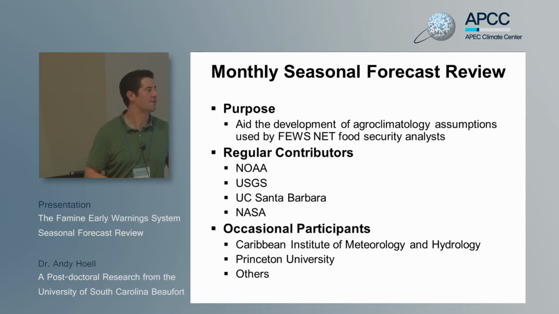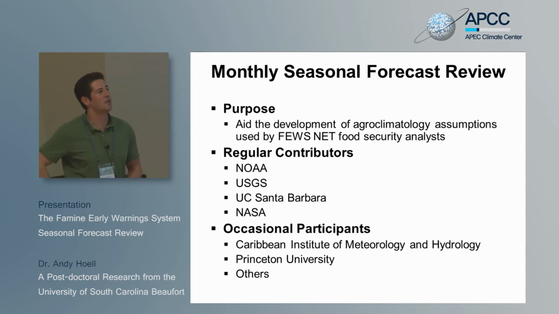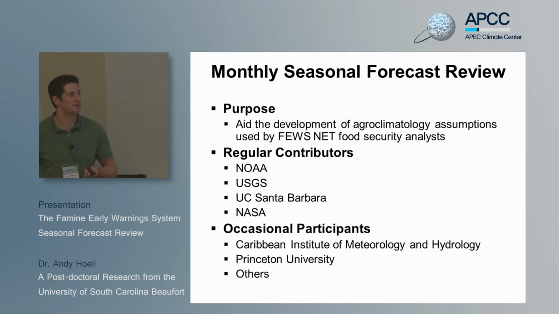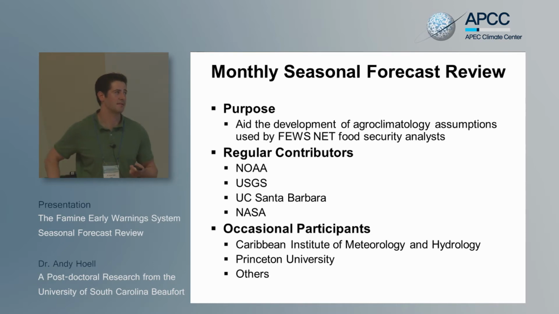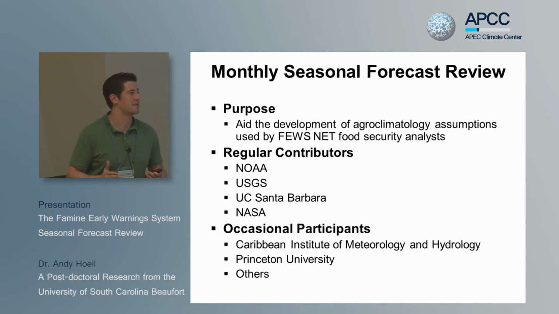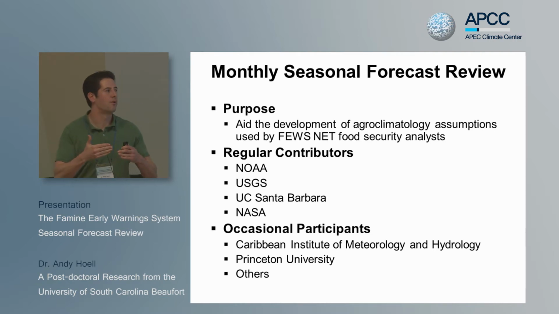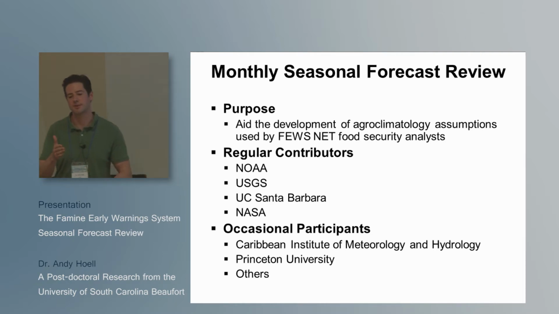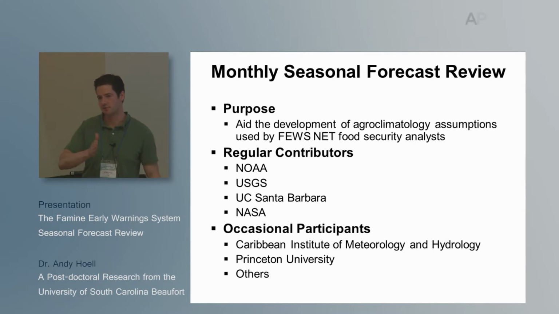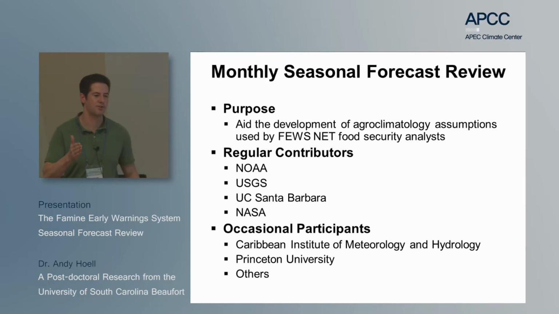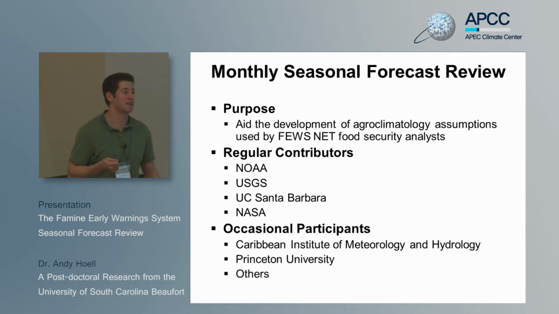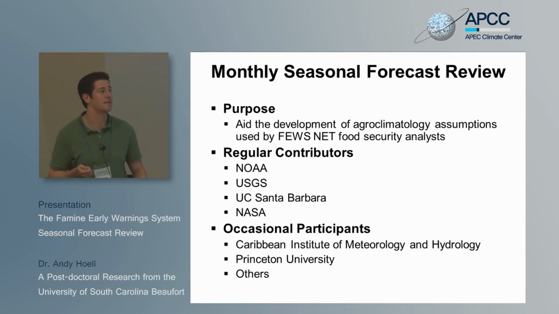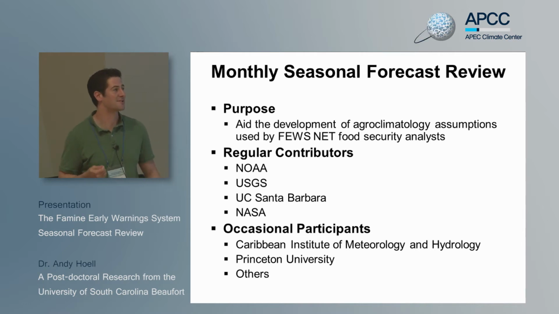So the monthly seasonal forecast review, the purpose is to aid the development of agroclimatology assumptions used by FEWSnet food security analysts. The food security analysts make these assumptions for precipitation and temperature so they can try to understand what's going to happen in terms of cropping over the next 1, 2, 3, 4, even up to 8 months. They use these assumptions, and these assumptions are very important to them. They take this very seriously.